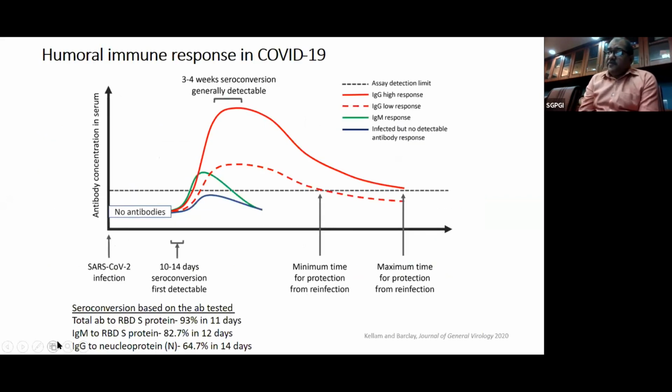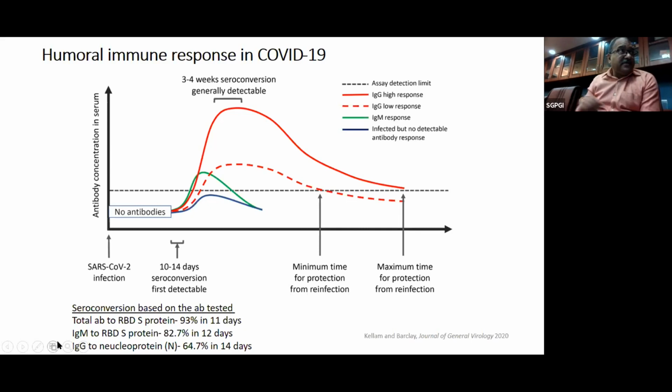Another arm of the adaptive immune system is the B cell. We all know that B cells secrete a lot of antibodies, and a lot of hopes and expectations are there with the COVID vaccine, where we are expecting that we will have a good vaccine which will lead to generation of a lot of neutralizing antibodies.